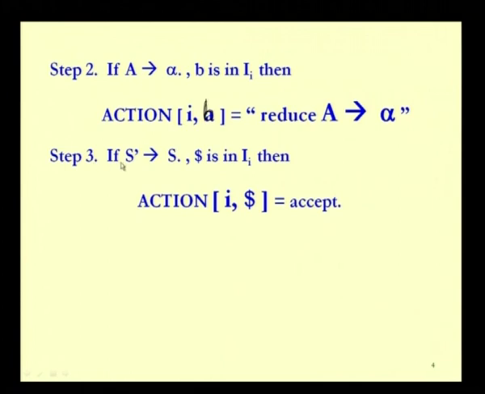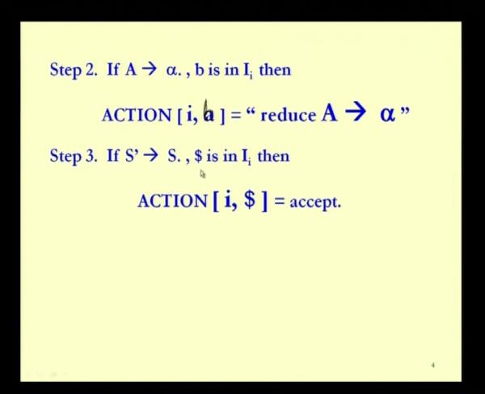What we do here is, if S dash derives S dot, comma dollar, which is a special item we have introduced to convert the given context-free grammar into its equivalent augmented grammar, is available in the state called Ii, then immediately you can put action of i comma dollar equal to accept.